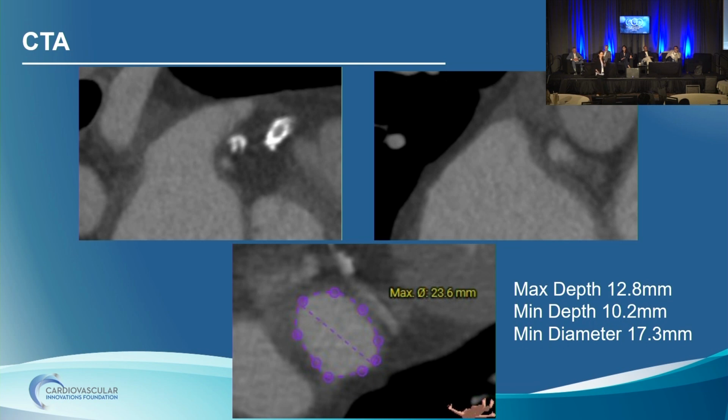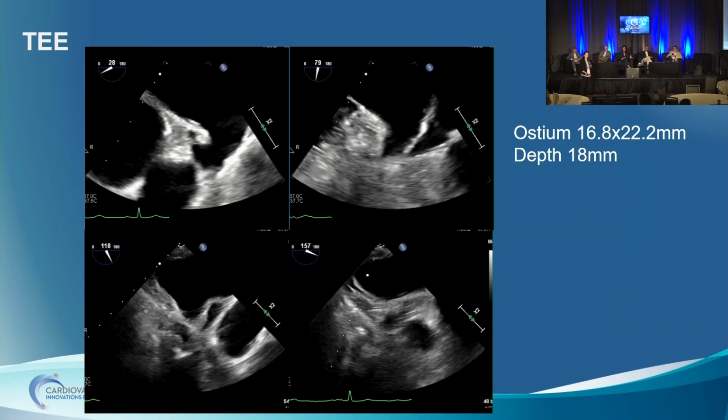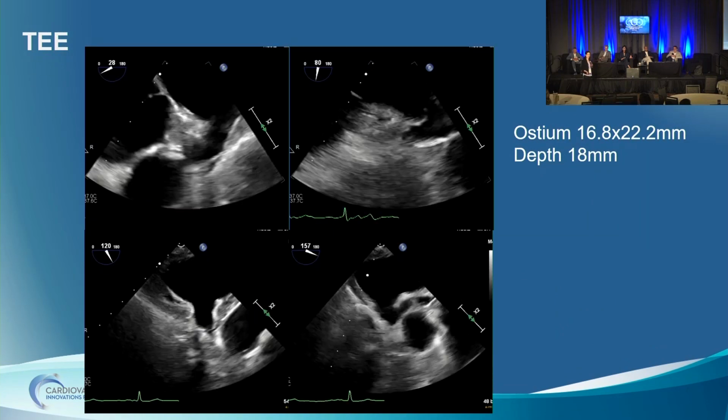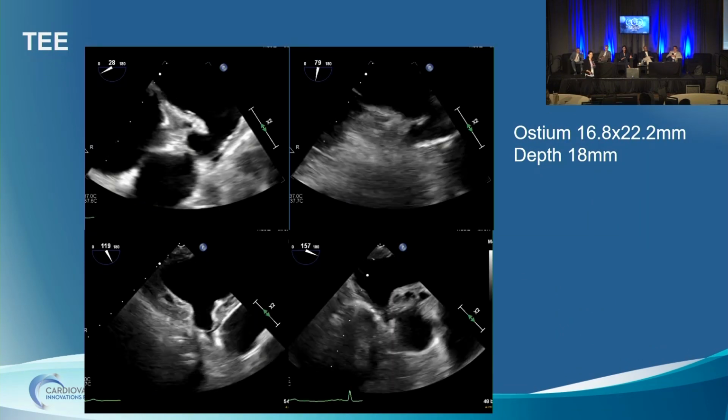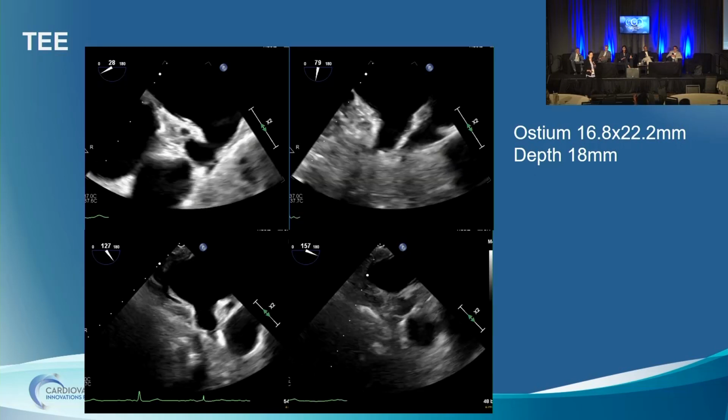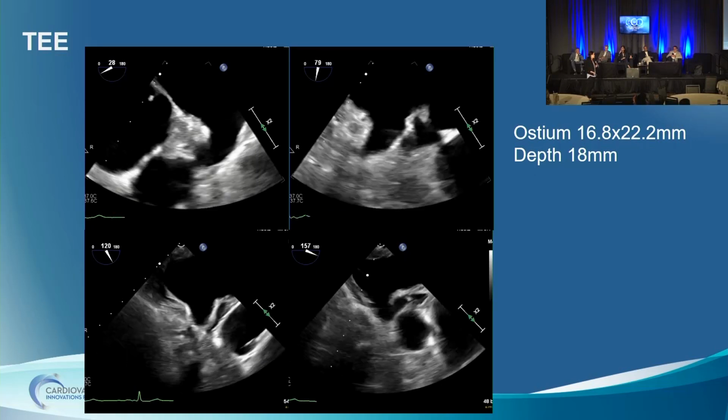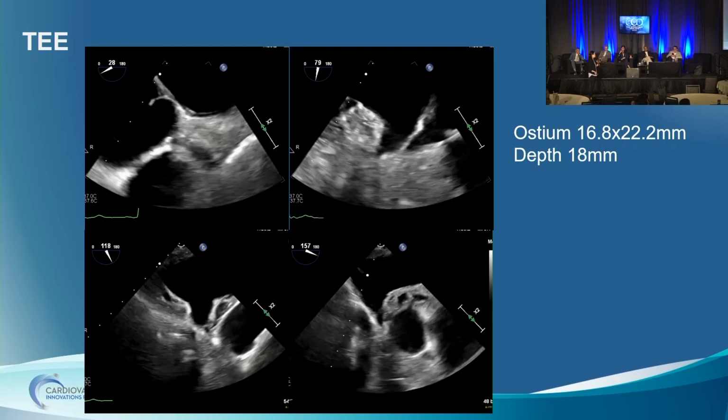Again, we did the CAT scan imaging. His anatomy in one view looked like he had enough depth, but you can see here on the top right image that his minimal depth was actually quite shallow at only 10 millimeters. His max diameter of the ostium of the left atrial appendage was about 24 millimeters. On TEE, you can see that chicken wing appearance, and in that 135 image on the bottom right corner, you can see that depth is really going to be a challenge for us.